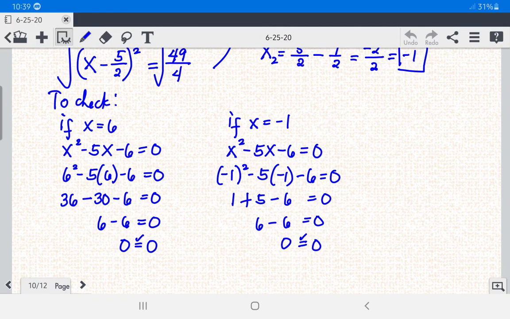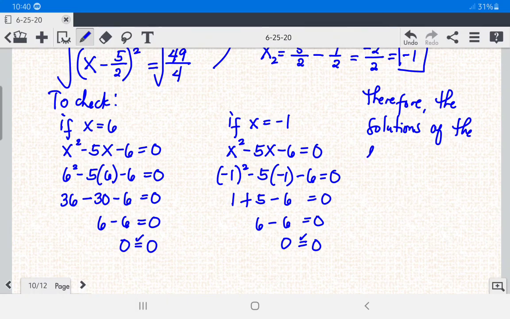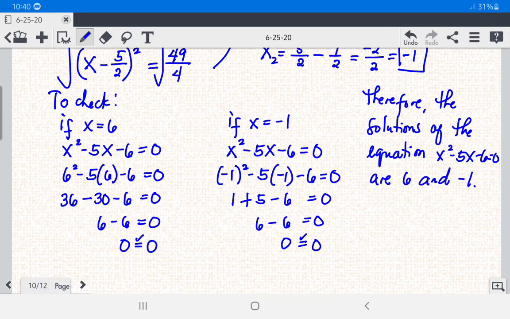Therefore, we can say that the solutions of the equation x squared minus 5x minus 6 equals 0 are 6 and negative 1. Sometimes you can write x is equal to 6 and x is equal to negative 1.